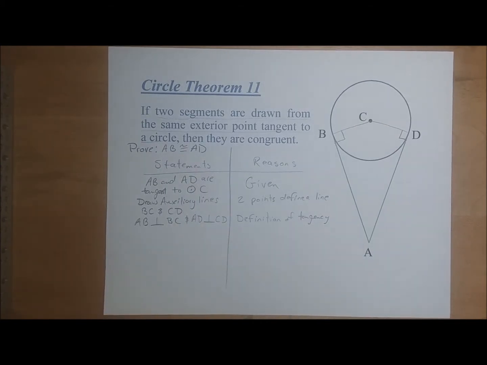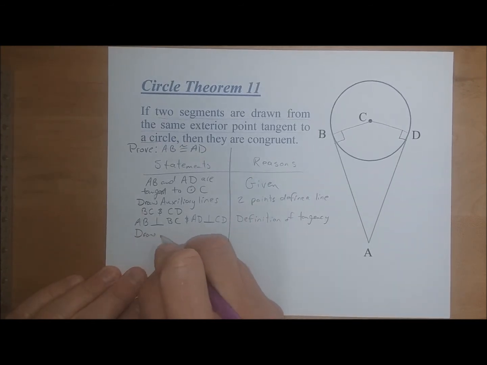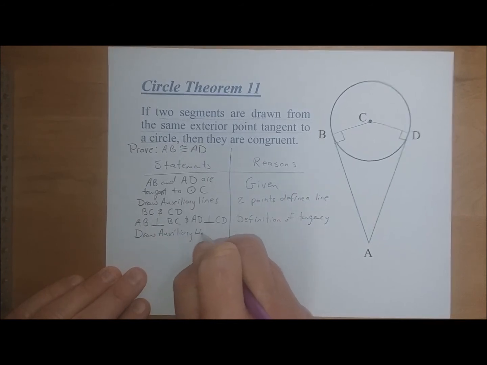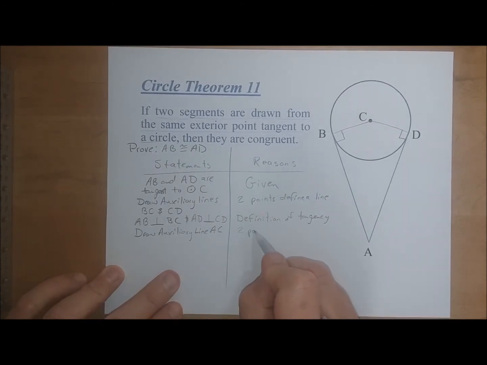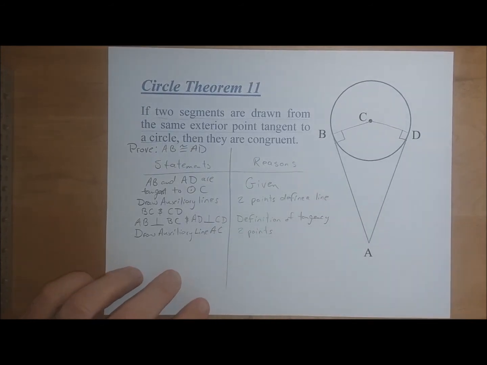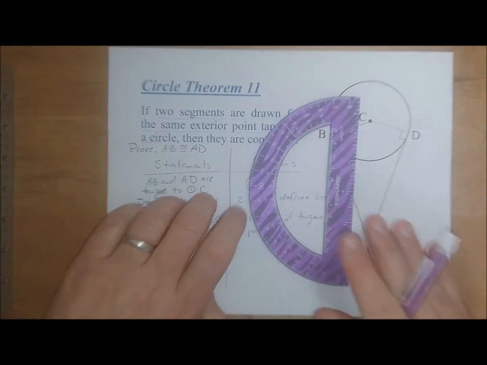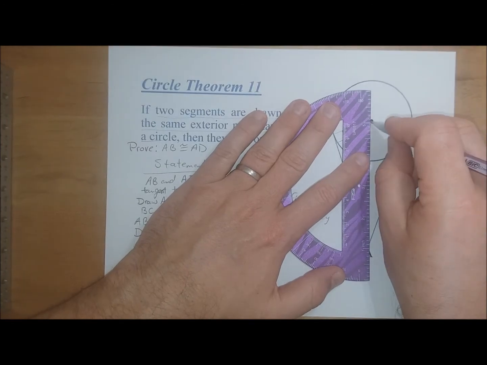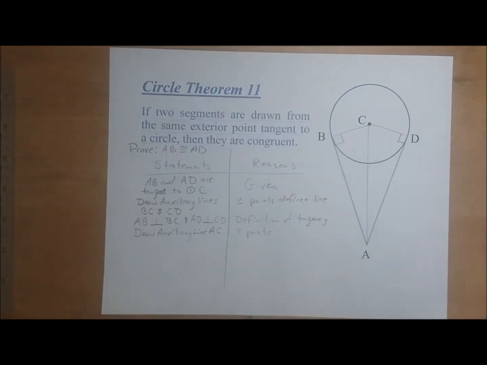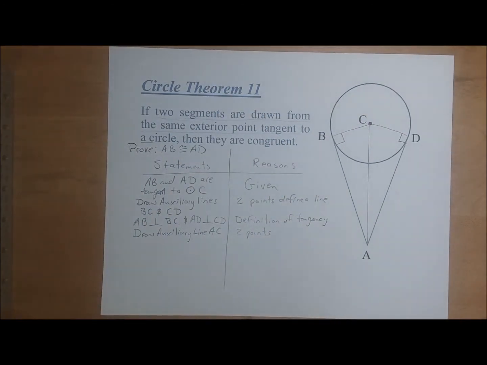Probably one other auxiliary line that would be helpful here. Can you see what it is? Let's draw auxiliary line AC. Again, two points define a line. I'll just drop a little straight edge on this one because it's a little longer. Okay. All right, any ideas?